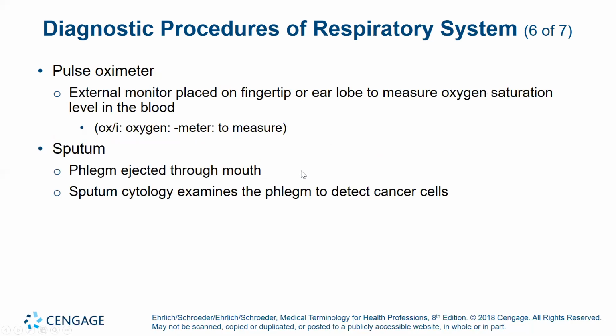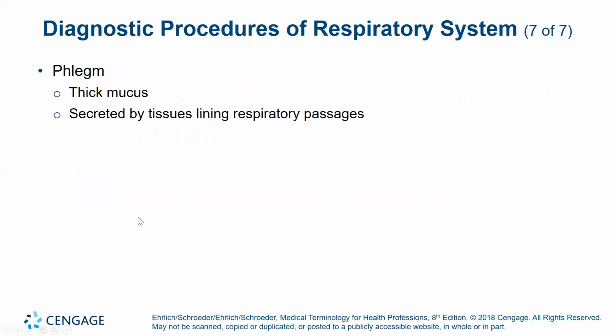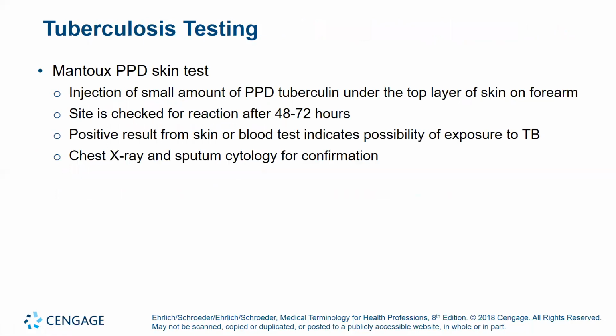We have the pulse oximeter. Oxi is oxygen, meter is to measure, so it measures the oxygen. Sputum, that is just phlegm ejected through the mouth. Phlegm is just thick mucus. This is secreted by tissues of the lung and respiratory passages.